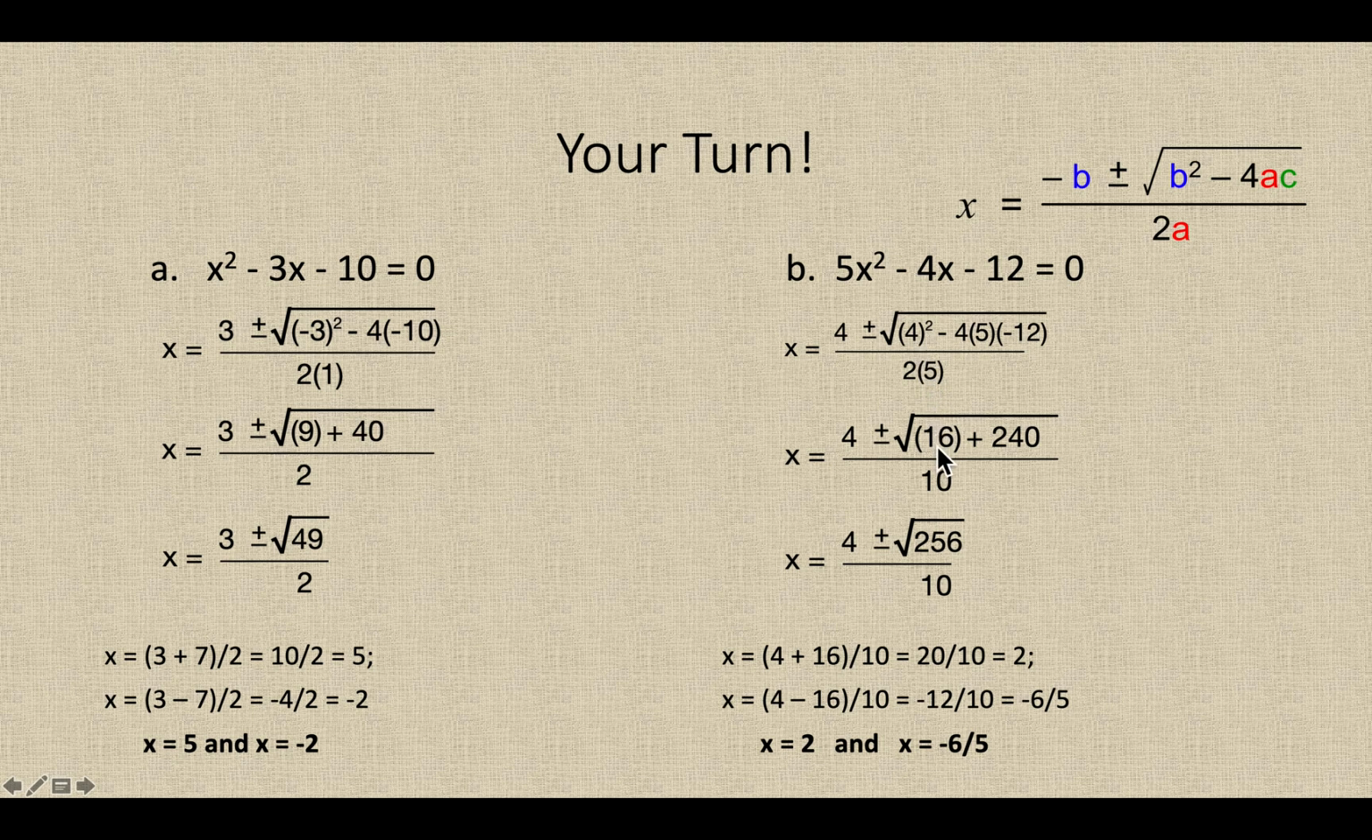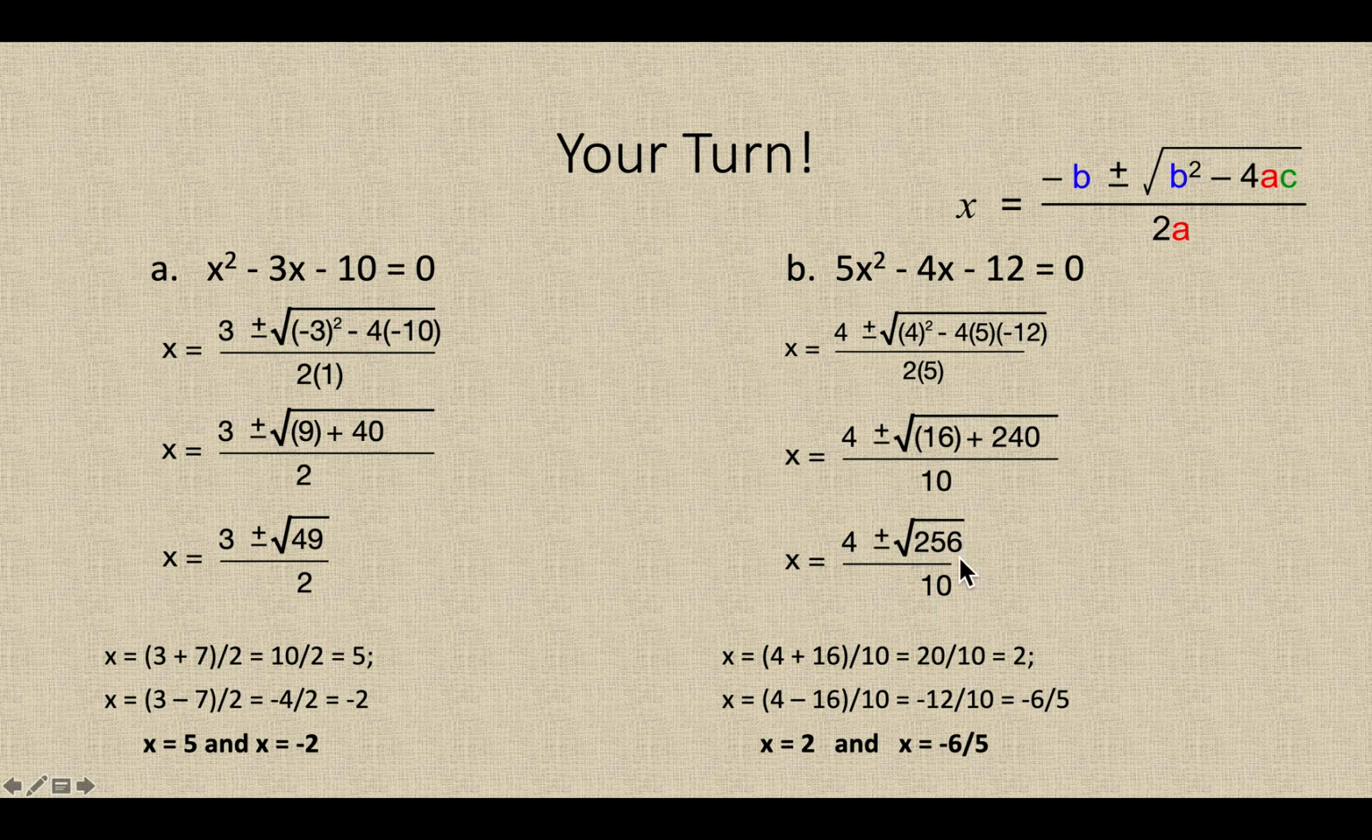So negative 4 squared gives us 16, and then we've got a negative 4 times 5 times a negative 12. So 4 times 5 is 20, times 12 is 240, and we have two negatives, so it ends up being positive. Combine our 16 and our 240, and we get 4 plus or minus the square root of 256, all of that over 10. So we had 2 times 5, or 2a, because our 5 is a. So we got 10 here.